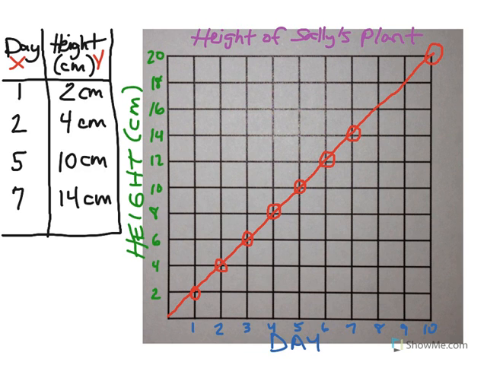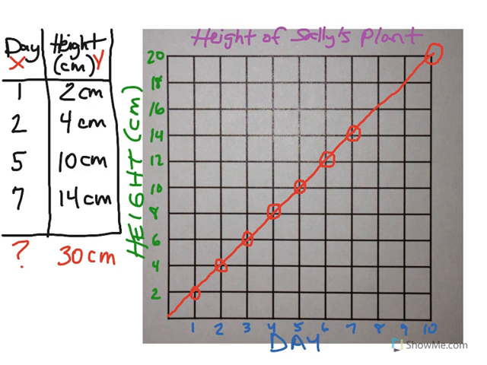I would also like you to solve the following problem to bring to class. I want you to find out when the plant will be 30 centimeters tall. So how many days will it take for Sally's plant to be 30 centimeters tall? Now you'll notice we ran out of room on our grid. You could either draw a bigger grid, or what might be better would be to look at the table, find the pattern, or find the rule, and go ahead and find for 30 centimeters how many days that would take.